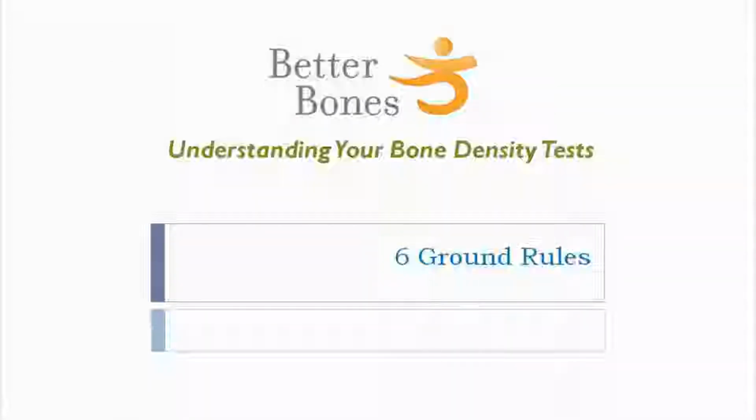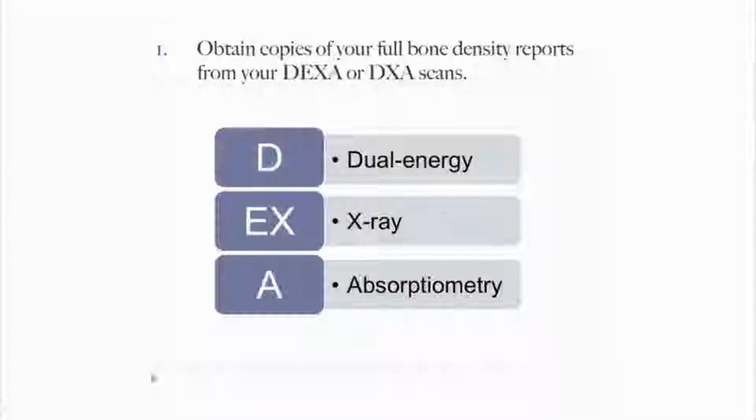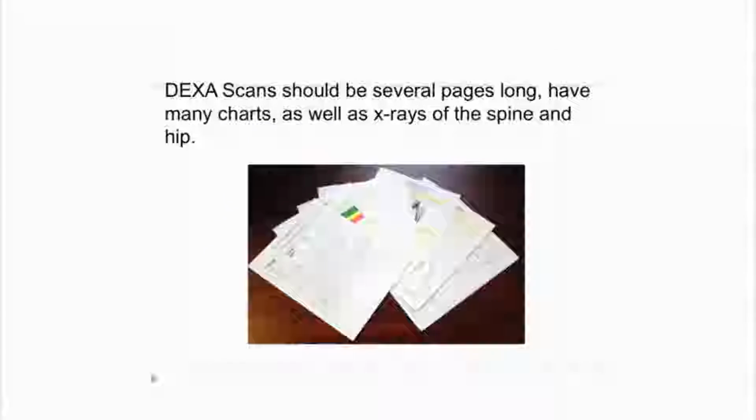So as we begin, let me say there's 6 ground rules. The first ground rule is obtain copies of your full bone density reports from your DEXA scans. That's dual energy X-ray absorptiometry. That's the official name for the report. DEXA scans should be several pages long and have many charts as well as X-ray pictures of the spine and hip.